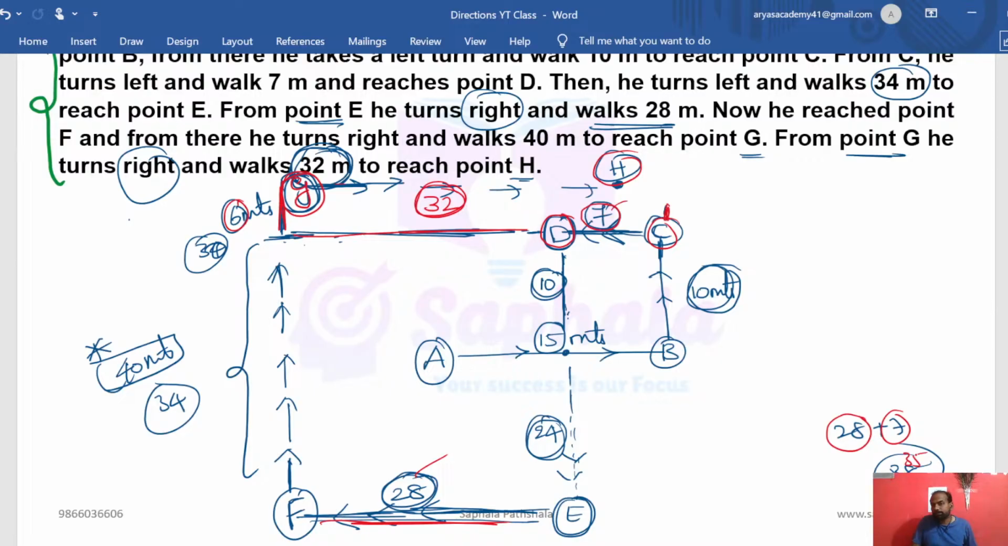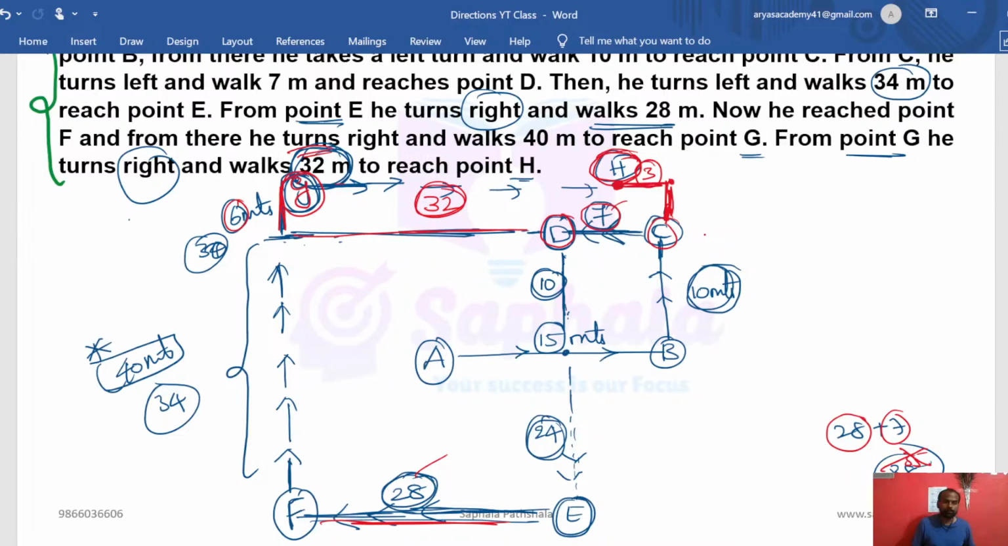But I don't want 35. I want to go only for how much? 32 meters, no? So that is why I stopped here. I stopped here and I am saying that this is H. If I had reached this point, it should have been 35, but I stopped here, this is 32. Means the gap between this point and this point will be how much? 3 meters. 35 minus 32 will be 3 meters.